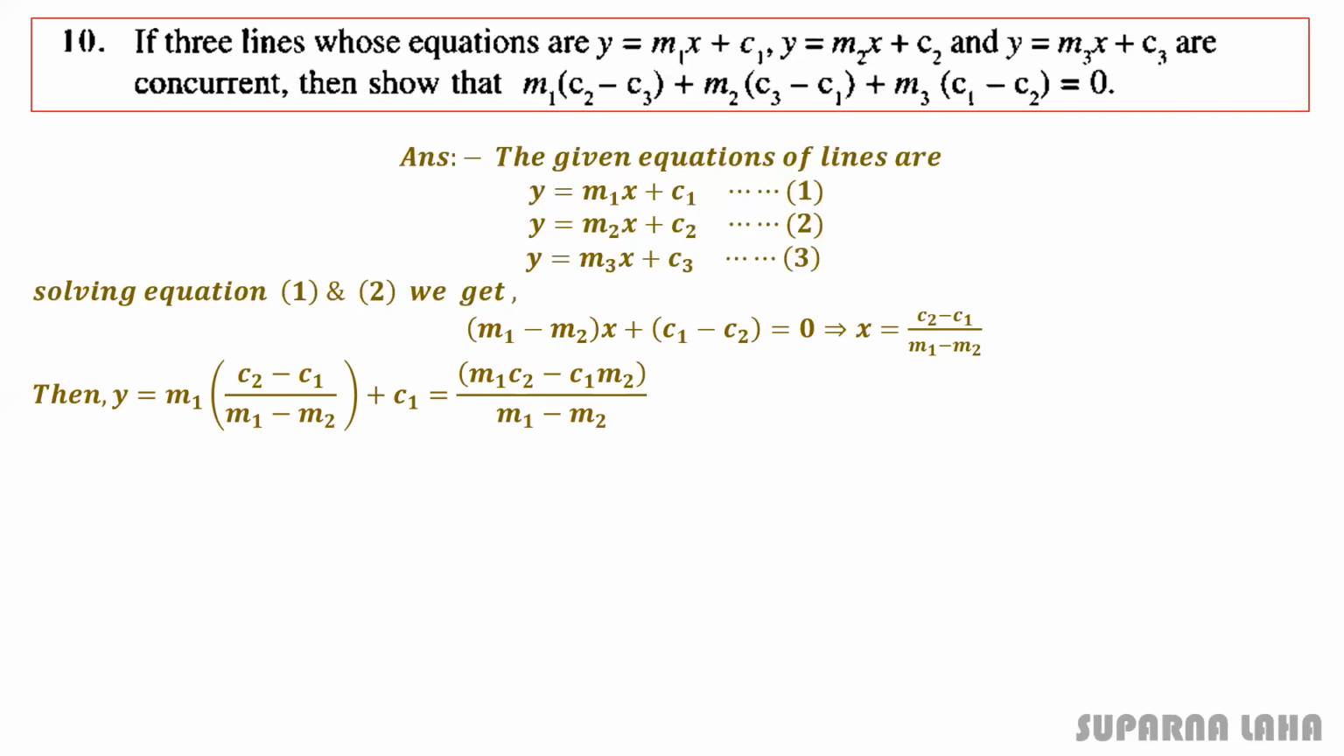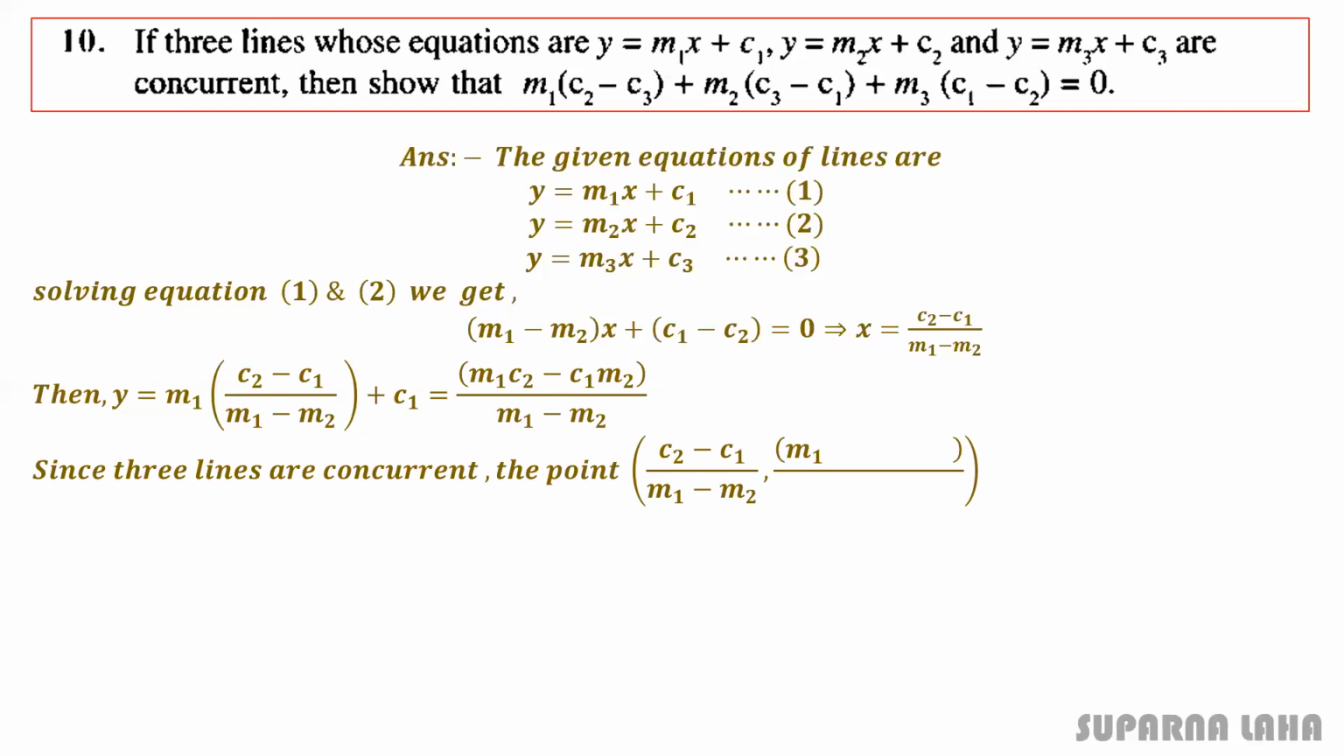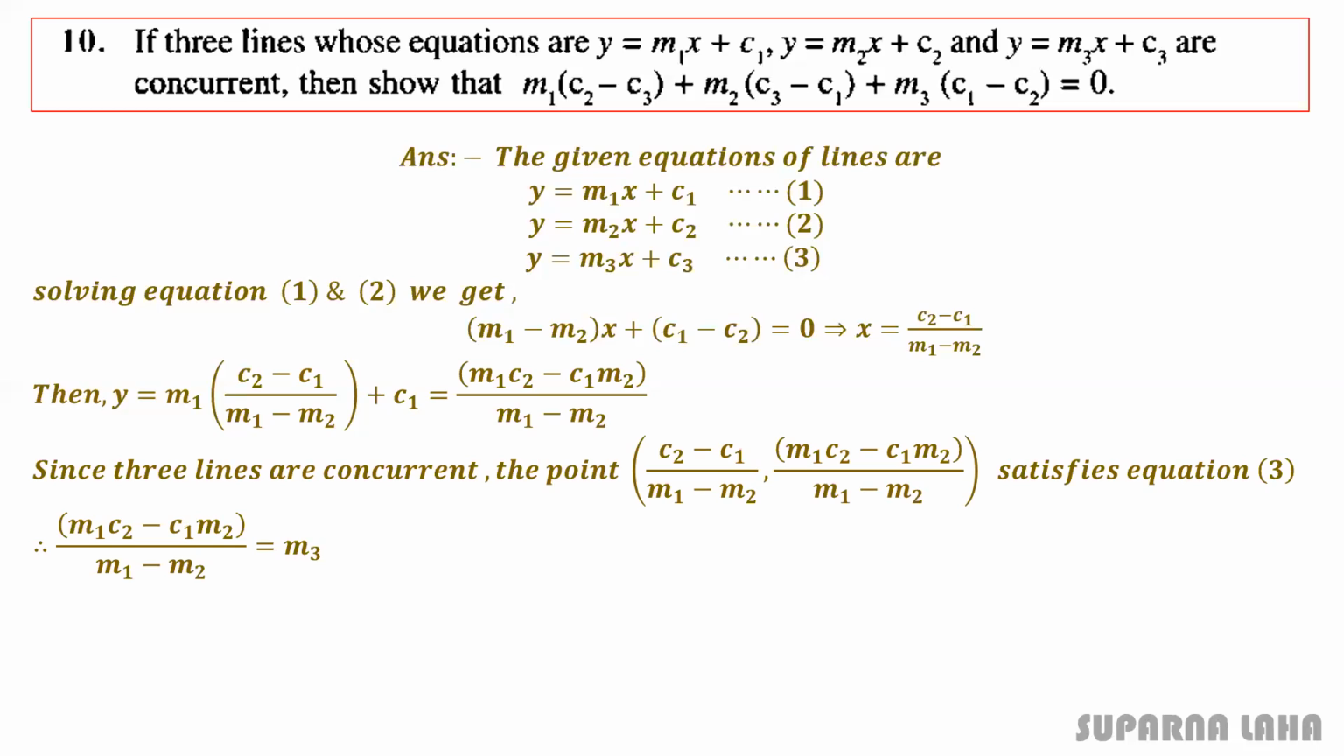Clear? Now, since these three lines, equations 1, 2, and 3, are concurrent, the intersecting point of 1 and 2 will also satisfy the third equation. So the third equation will also pass through the point c2 minus c1 by m1 minus m2, m1 c2 minus c1 m2 by m1 minus m2. So put c2 minus c1 by m1 minus m2 in the place of x, and m1 c2 minus c1 m2 by m1 minus m2 in the place of y.